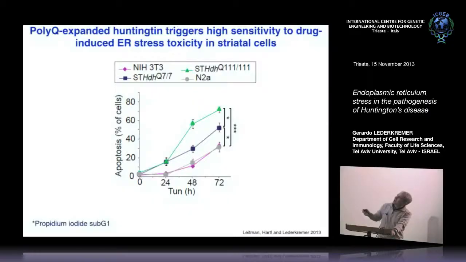And if you look at striatal cells compared to other cell lines, like the NIH3T3 or this N2A neuroblastoma, what we saw is that they were much more sensitive. Also the wild type, the ones expressing the wild type Huntington, they were much more sensitive than the other cells. So something is different in the striatal cells that makes them more sensitive to ER stress. If we look at the same cells but now expressing the pathogenic Huntington, they're even much more sensitive. So they're very sensitive to ER stress.